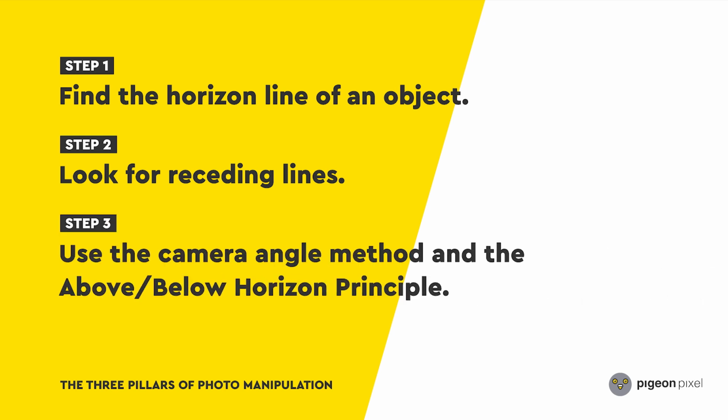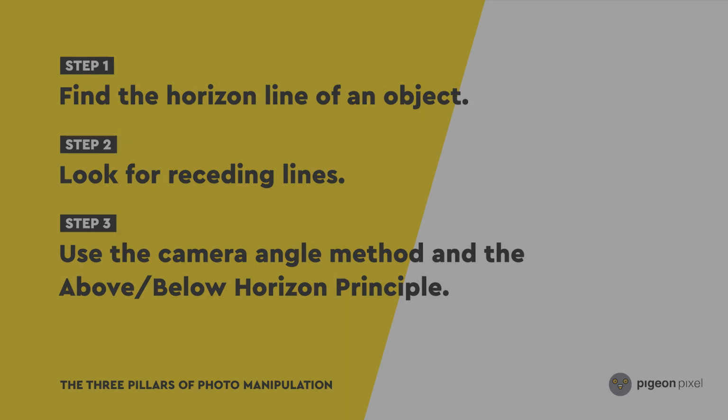Step 3. If you still cannot find the horizon line, maybe because you are using an isolated object with a solid background or there are no lines, sky, and land in your image, remember this principle: we cannot see the top part of something if it is above the horizon line, and we cannot see the bottom part of something if it is below the horizon line. Together with the camera angle method, this principle can help us find the position of the horizon line.